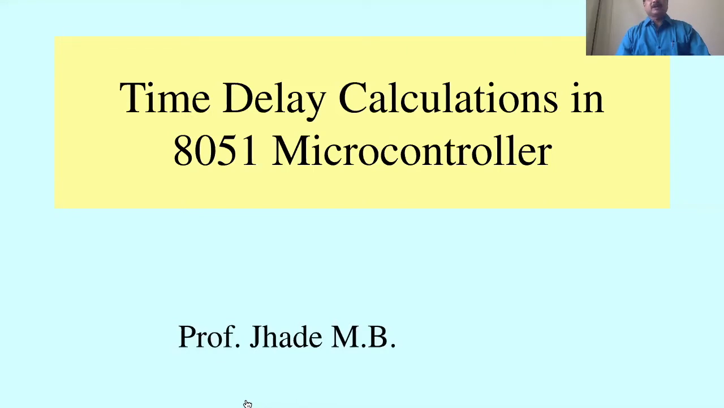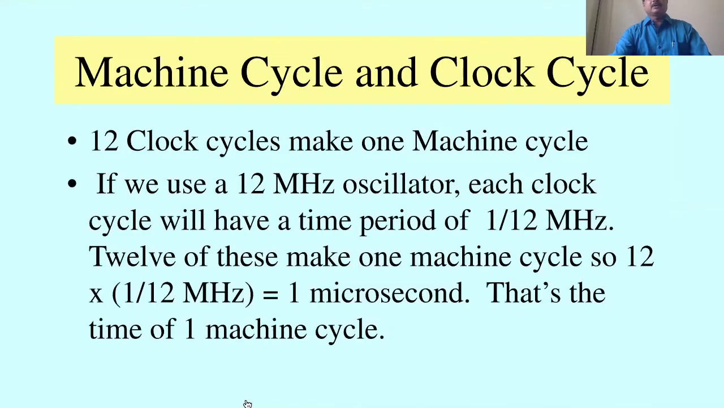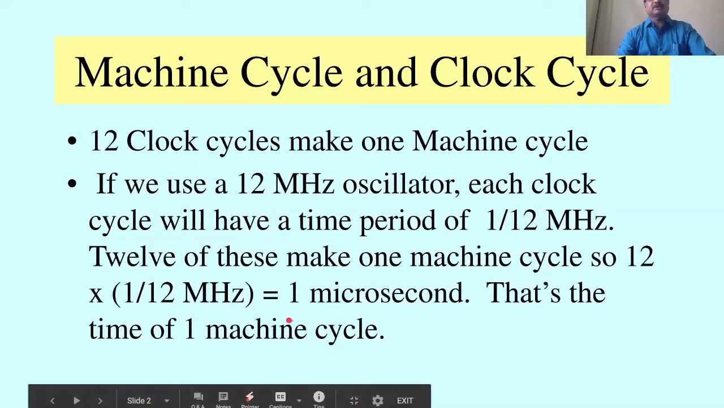To understand that, first of all, let us understand what a machine cycle is. In the 8051, there are a total of 12 clock cycles for one machine cycle. So if we consider an operating frequency of 12 megahertz, then the time period is 1 upon 12 F oscillator, that is approximately 1 microsecond. That is the time required for one machine cycle.